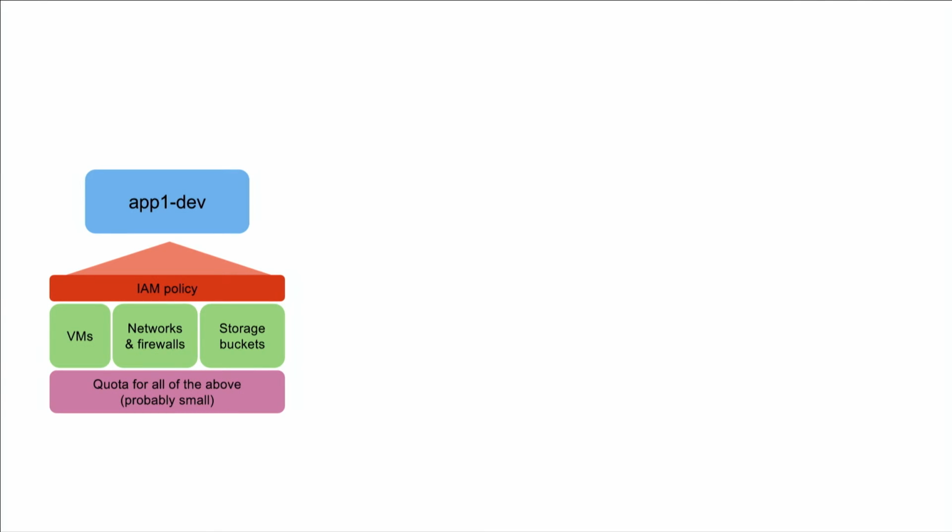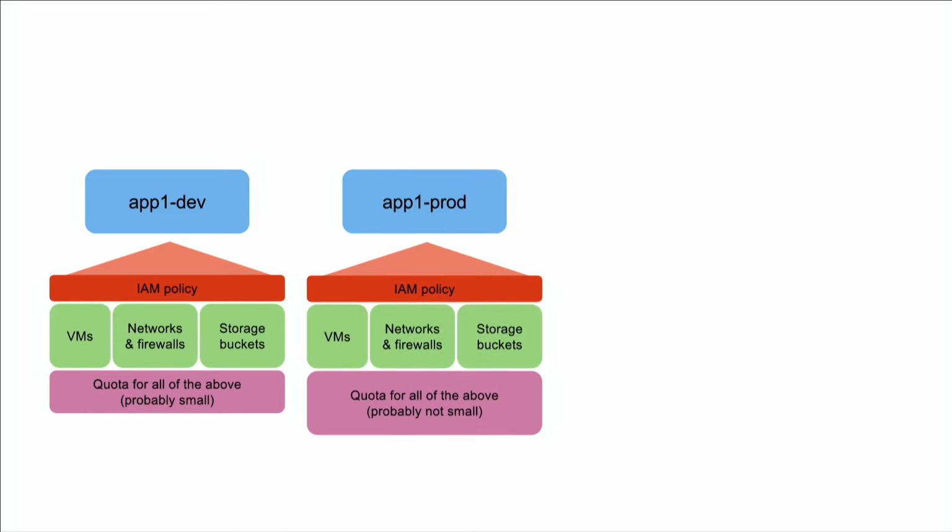They're free things. So if you've got an application called App1 that has a dev environment, you would probably have a project for dev. And that environment would have an associated identity and access management policy, some VMs, some networks and firewalls, storage configuration, and quota for that appropriate environment. And the quota would probably be small in this case, which helps constrain cost abnormalities.